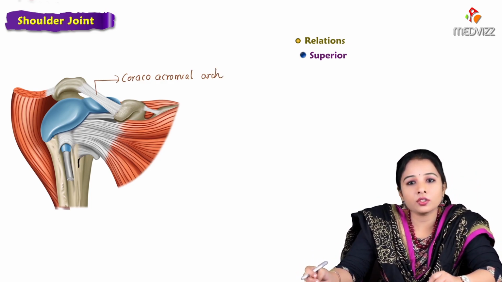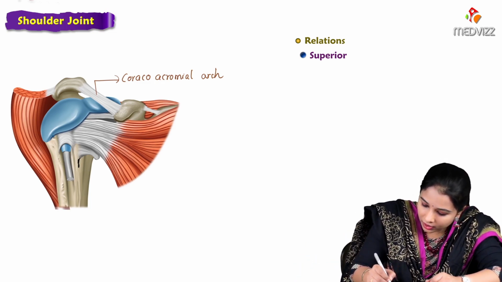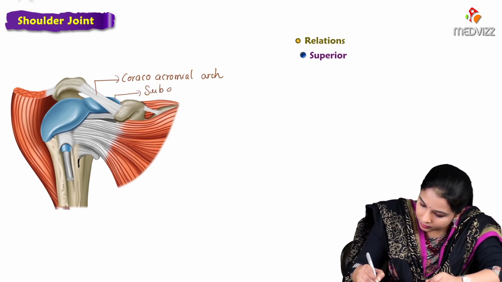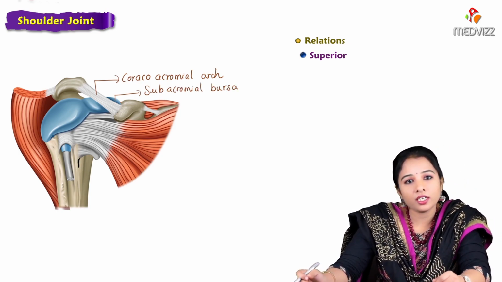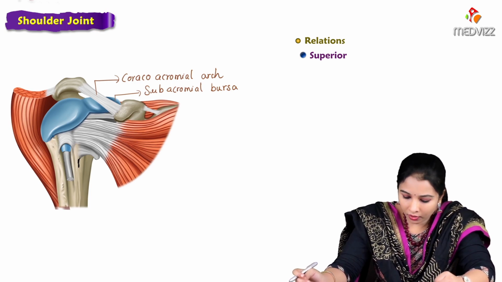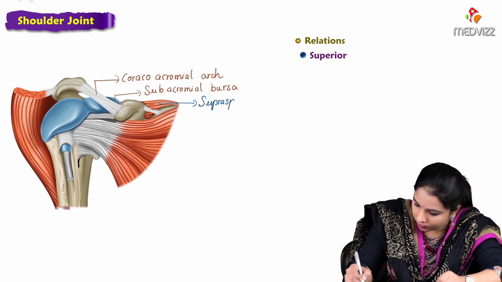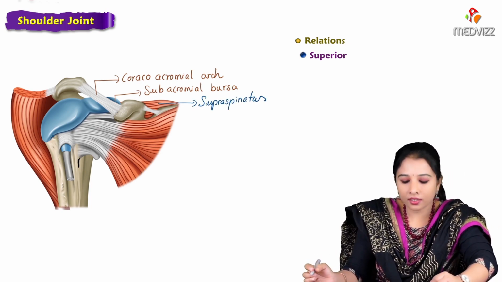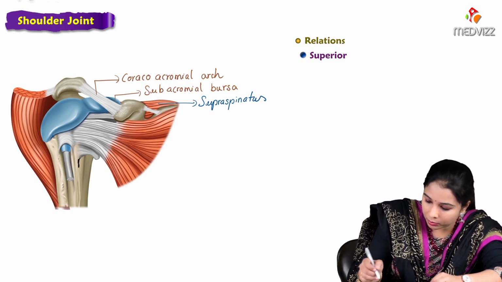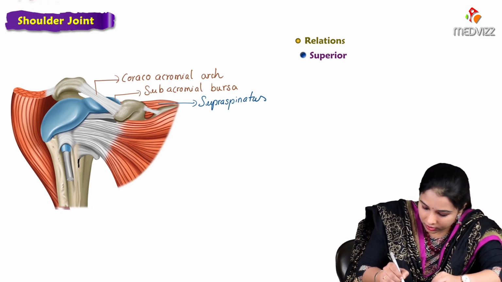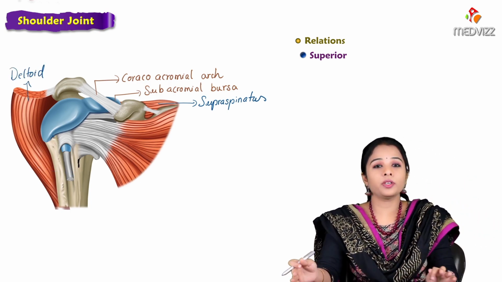Continuing with the relations of the shoulder joint, superiorly it is related to the coracoacromial arch, and it is related to the subacromial bursa. Below it is the bursa, shown in blue color. Then it is related to the supraspinatus and deltoid. This is the supraspinatus muscle, and this whole thing is covered by the deltoid. The deltoid is removed to expose the shoulder joint. So these are the superior relations.